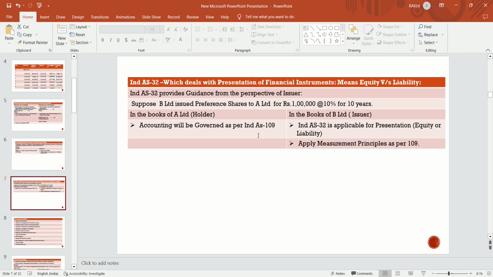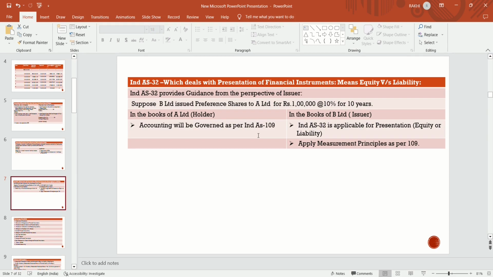in the books of B Limited, who becomes the issuer of that instrument, as they had issued the preference shares, Ind AS 32 is applicable for presentation of equity or liability. Whether it will be equity or liability: if the fixed to fixed test is satisfied, then it becomes equity. If it is in the nature of variable, then it should be recognized as a financial liability. So it should be recognized from the issuer perspective, and measurement principles apply as per Ind AS 109.